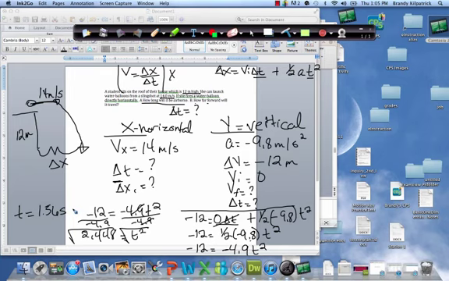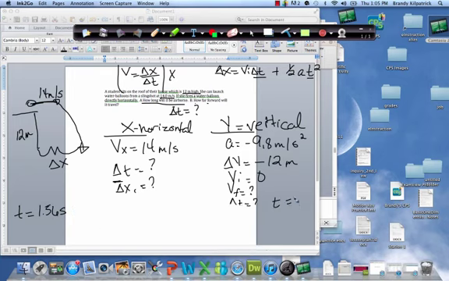Alright, so now I have the time. The time is 1.56 seconds. Now, in the notes, I also said that time will be the same on the x and the y. So now I have time for x. I also know that for x, I will be using v is equal to delta x divided by delta t. That's the only equation I can use in the x direction. So I'm going to go ahead and plug it in.